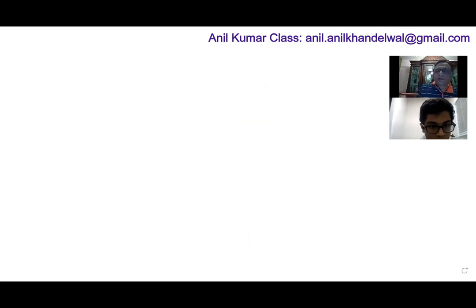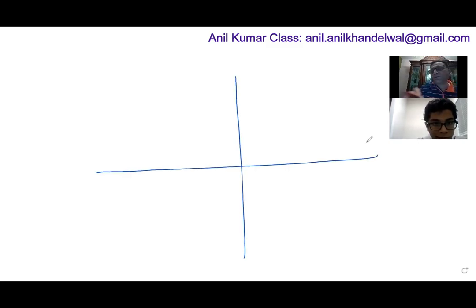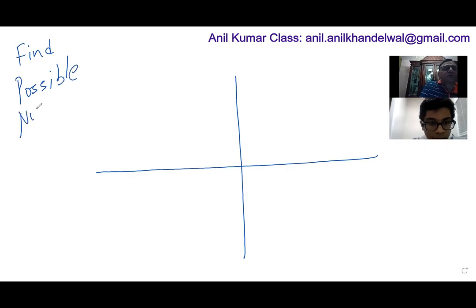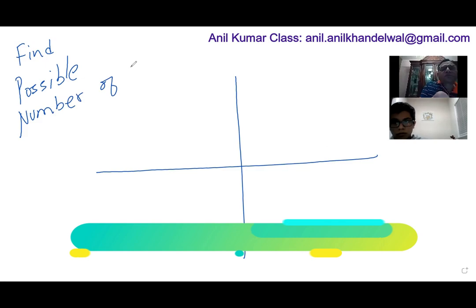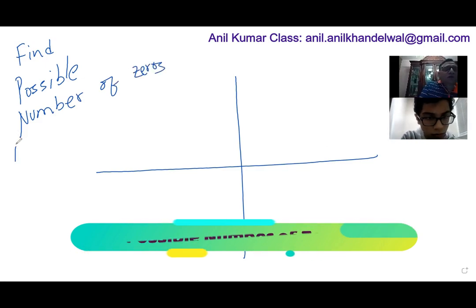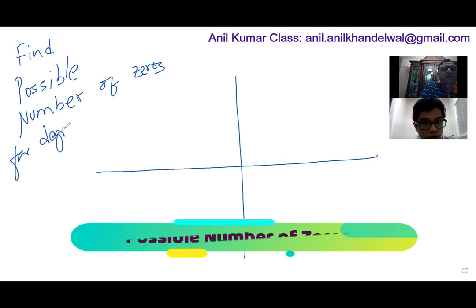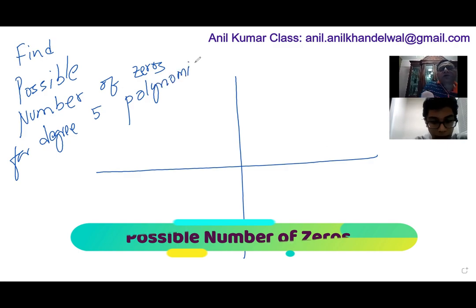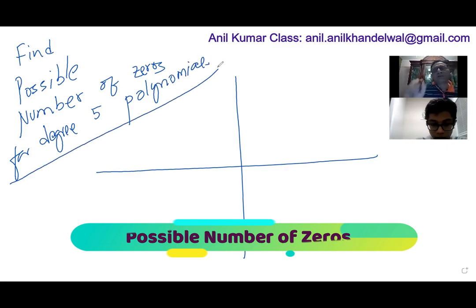Now, here is a great question. Thinking question for you. My question is: find the possible number of zeros for a degree 5 polynomial. Tell me, what could be the possible number of zeros for a degree 5 polynomial? Tell me.